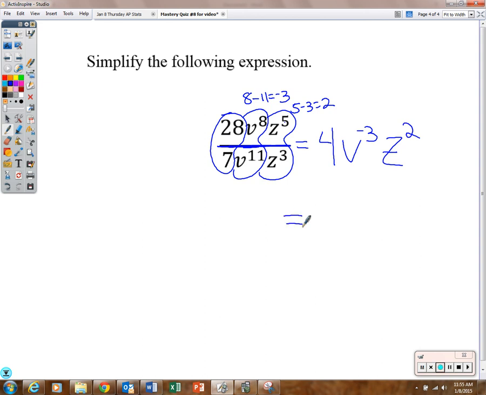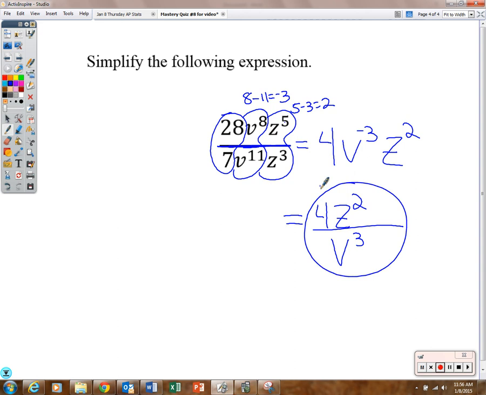And again, we have a negative exponent, which we are not allowed. So I'm going to rewrite this. I'm going to leave the 4 on top, z squared on top, drop the v to the negative 3 to the bottom, and it becomes v to the third. Now, that's not the only way that could be written. You could also put the 4 in front, and then after the 4, you could put z squared over v to the third. Either one of those answers is acceptable. That's it. Good luck.